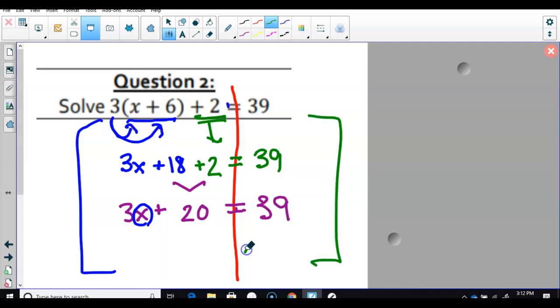Whenever I cross that red line and go over to the other side, I think: other side, opposite operation. So I have a plus 20 here, and I actually want to subtract 20 and subtract 20. Okay, so 39 minus 20. Well, that's going to give me 19.